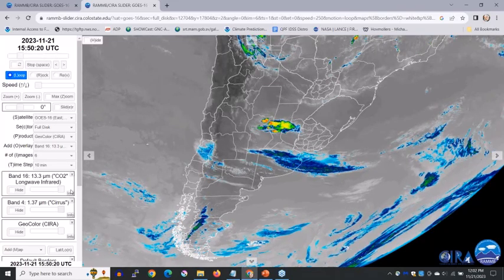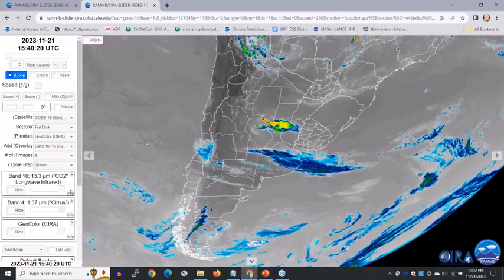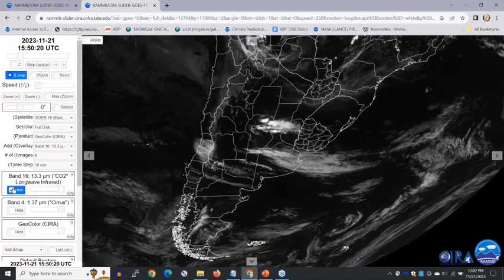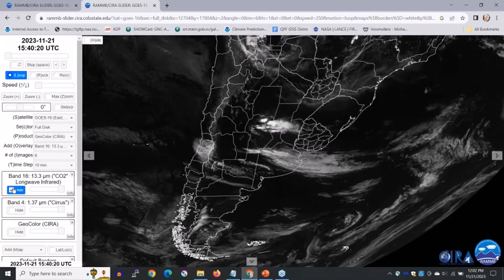Okay, so we got ahead of ourselves. Can you look at just the cirrus channel, and then we'll go back to overlaying the dust and the SO2. This is the cirrus, the 1.37.